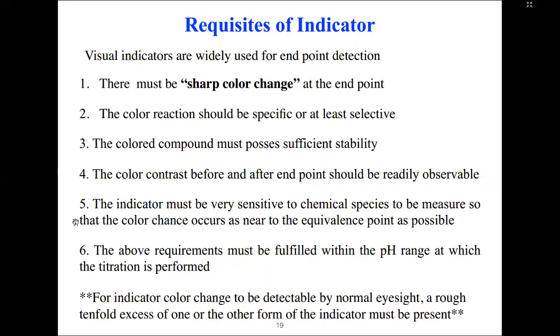Like, why is the color change occurring? It should be specific. And the color compound must possess sufficient stability. So the color compound that you form must be stable. If it is not stable, then you keep adding the reactant and the reagent from the burette, and you don't know when it will be stable. So you will not get an accurate result.